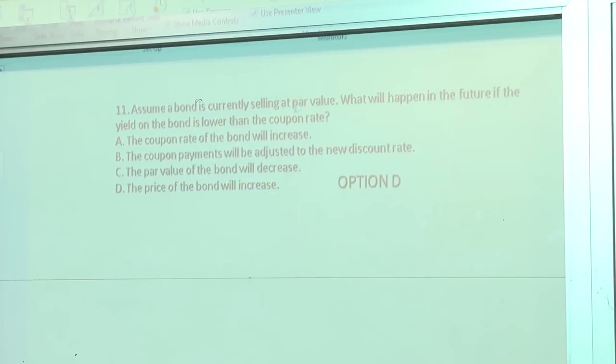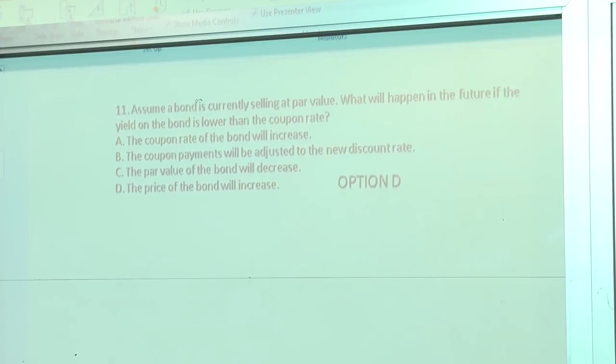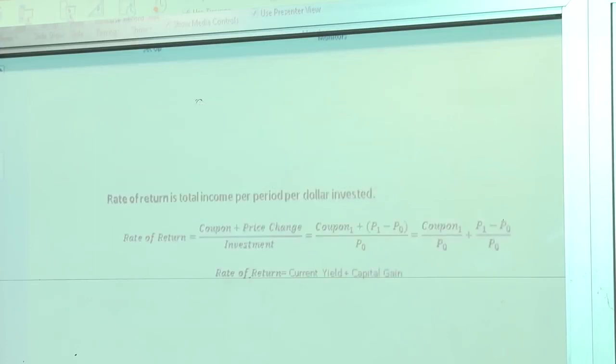Assume a bond is currently selling at par, right? That means the market interest rate is equal to the coupon rate, right? So it's par value 1,000. What will happen in the future if the yield on the bond is lower than the coupon rate? If the yield decreases, bond price increases, right? So if the bond price increases, it will become a premium bond. And we know this already, right?